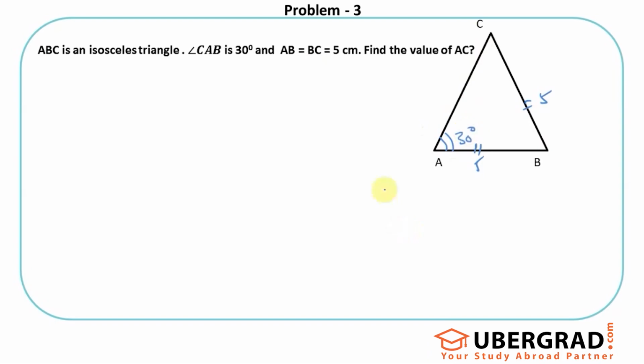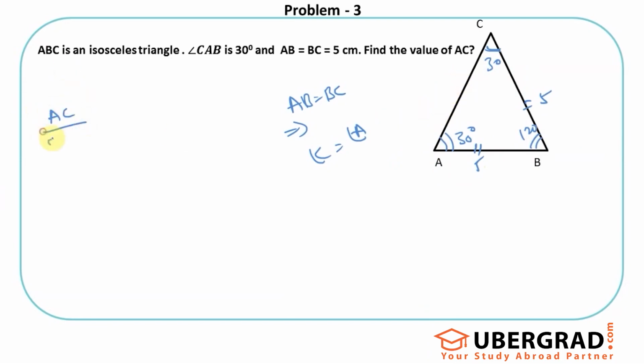If this is 30 degrees, see, the equal sides are CB and AB. Because AB is equal to BC, that implies the angles opposite to these two sides are equal. For AB the opposite angle is angle C, and for BC the opposite angle is angle A. If angle A is 30, obviously angle C is also 30, so this has to be 120. Sum is 180. So I need to find out AC.